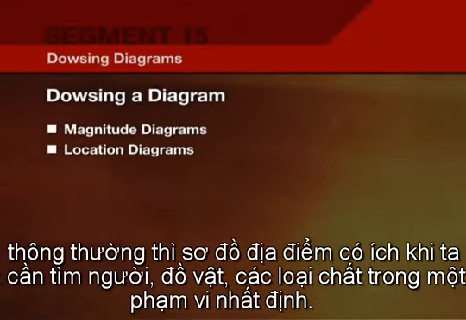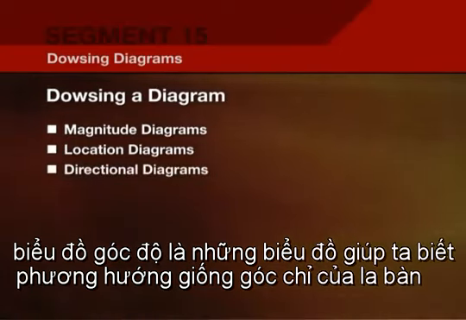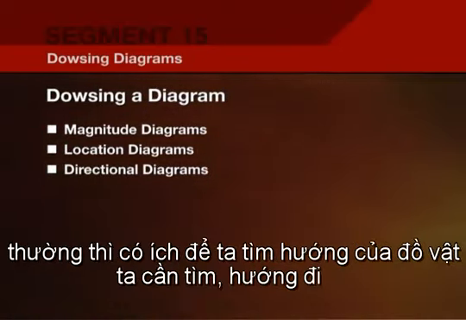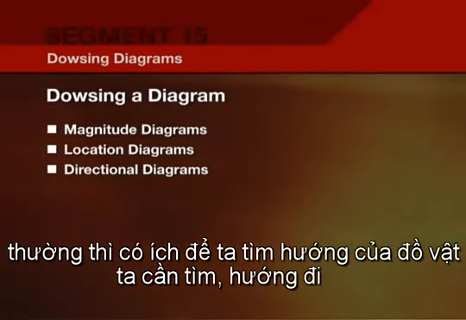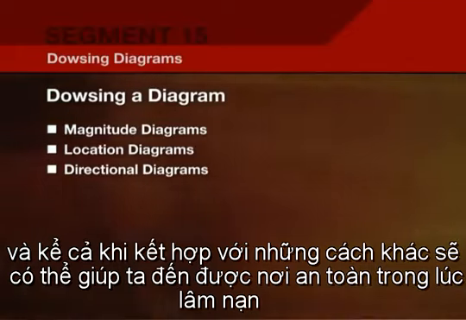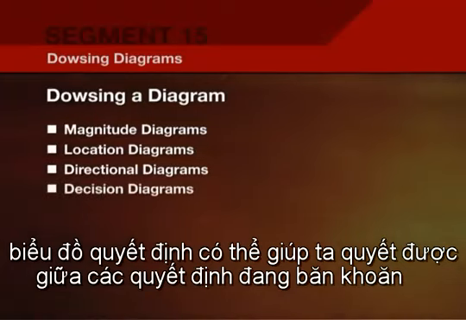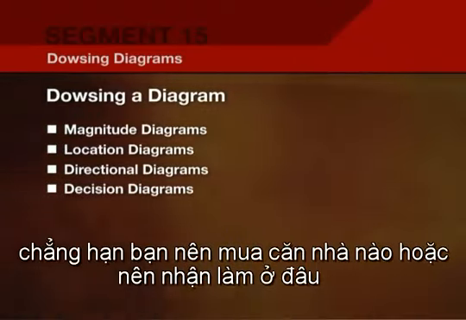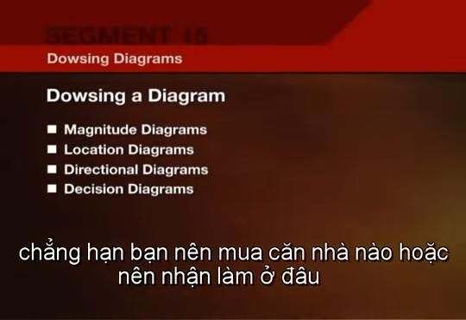Usually a location diagram is useful to help find objects, substances, or people which are located within a specific boundary. Directional diagrams can provide directional data similar to that given by a compass and may be helpful for determining a direction toward a desired object, destination, or even, in conjunction with other resources, to safety in times of danger. Decision diagrams may be helpful in choosing between two options, such as which house you should buy or which job offer you should accept.